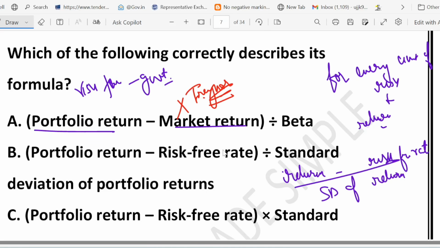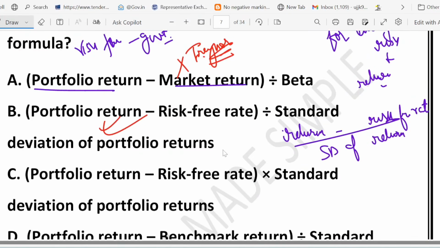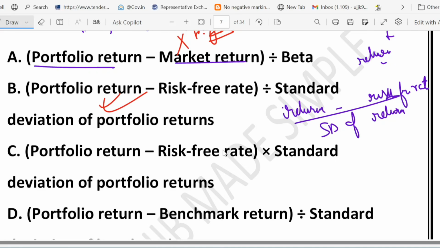What about option B? Option B says portfolio return minus risk-free rate divided by standard deviation of the portfolio return. Yes, it is the perfect formula, because this is the exact formula for the Sharpe ratio. You take the extra return over the safe investment and divide it by the volatility of the portfolio. So this is your safe investment and this is the extra return you are getting. You take the difference, so this is the extra value, right? And you divide the extra return by the volatility of the portfolio, and volatility is measured by the standard deviation.